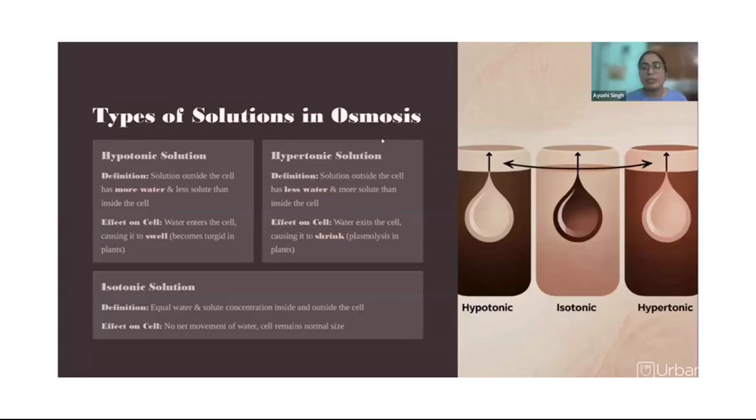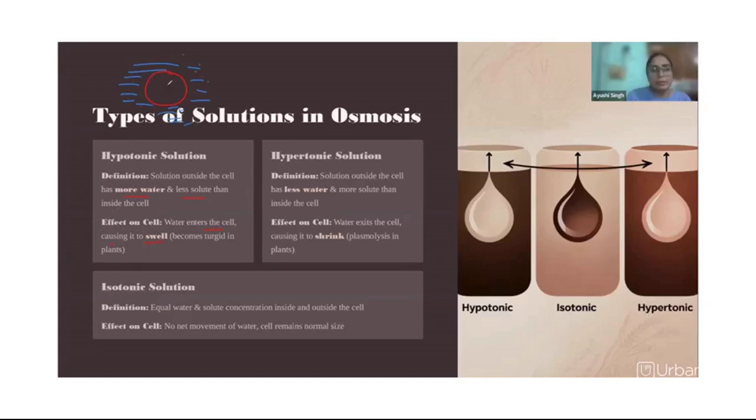Now, types of solutions in osmosis, that is hypertonic, hypotonic, and isotonic. So, hypotonic solution is which has more water and less solute. Okay. And in this case, water enters the cell and causes it to swell. Okay. For example, let's say here, the solution outside the cell is having more water. So, let me just draw it for you. It has more water, imagine, okay? And solute is less, only this much solute.